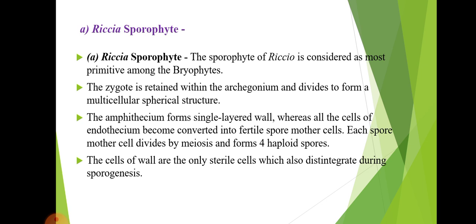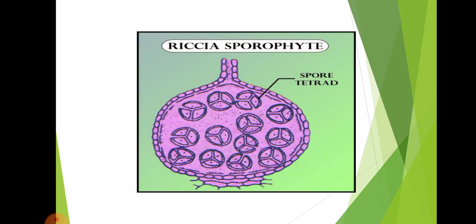The zygote is retained within the archegonium and divides to form a multicellular spherical structure. The amphithecium forms a single layered wall, whereas all the cells of the endothecium become converted into fertile spore mother cells. Each spore mother cell divides by meiosis and forms four haploid spores. The cells of the wall are the only sterile cells, which also disintegrate during sporogenesis.